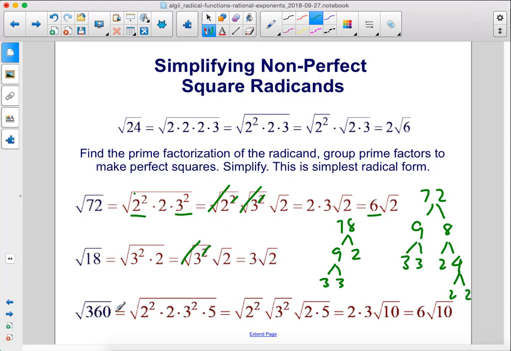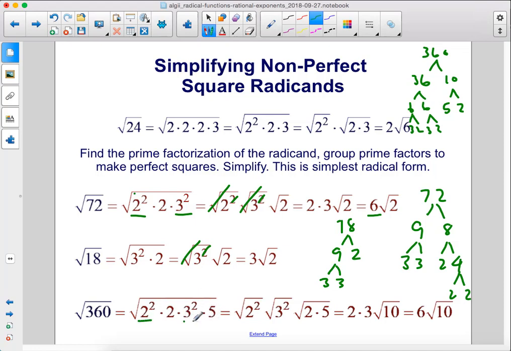For the square root of 360, which is 36 times 10, 36 is 6 times 6, 10 is 5 times 2, so 6 becomes 3 times 2, 3 times 2. So we have 2 3's, 3 2's, and a 5. So we can write that out as 2 squared times 2 times 3 squared times 5.